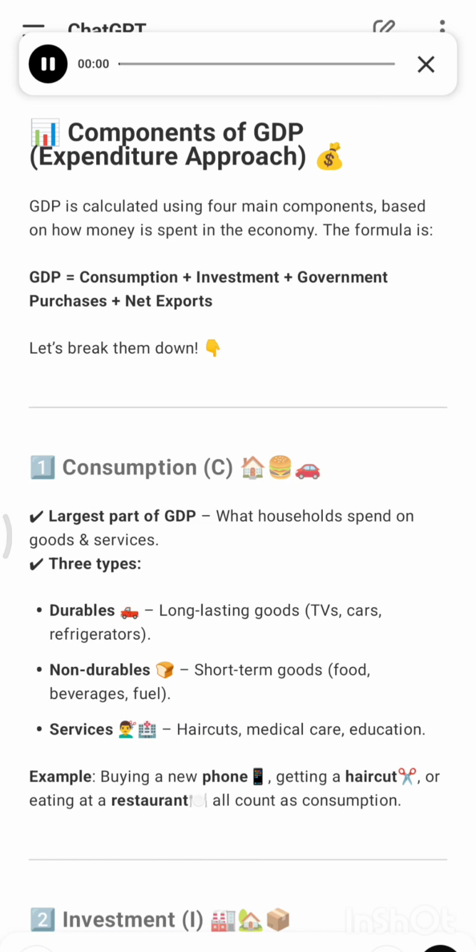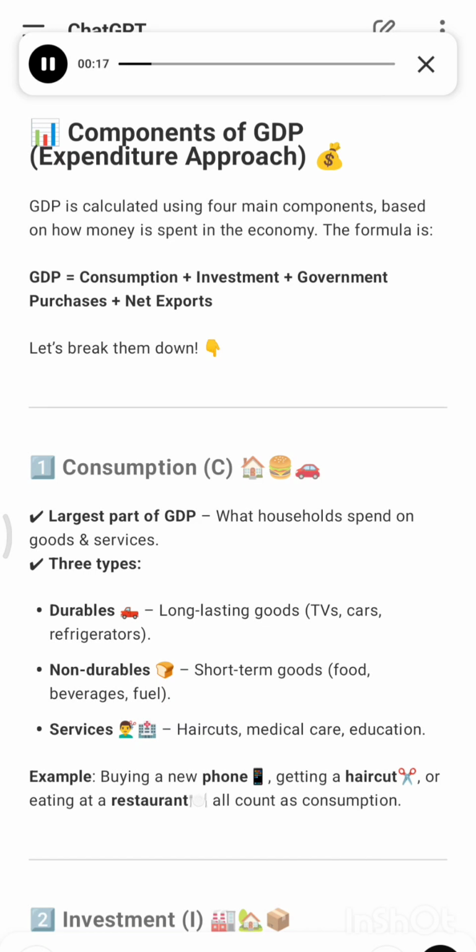Components of GDP, expenditure approach. GDP is calculated using four main components based on how money is spent in the economy. The formula is GDP equals consumption plus investment plus government purchases plus net exports. Let's break them down.